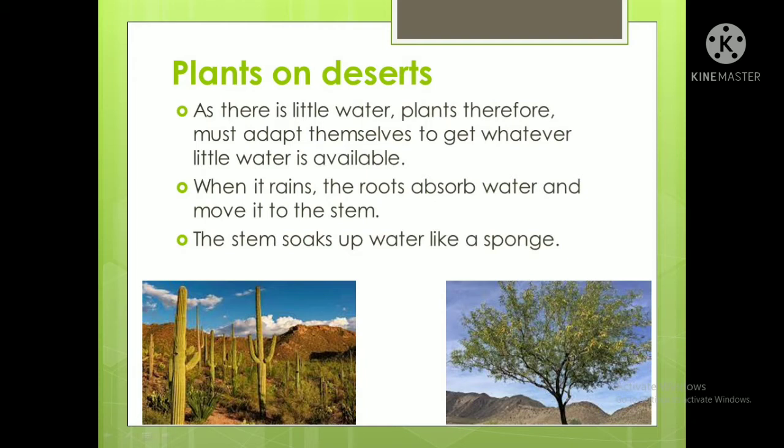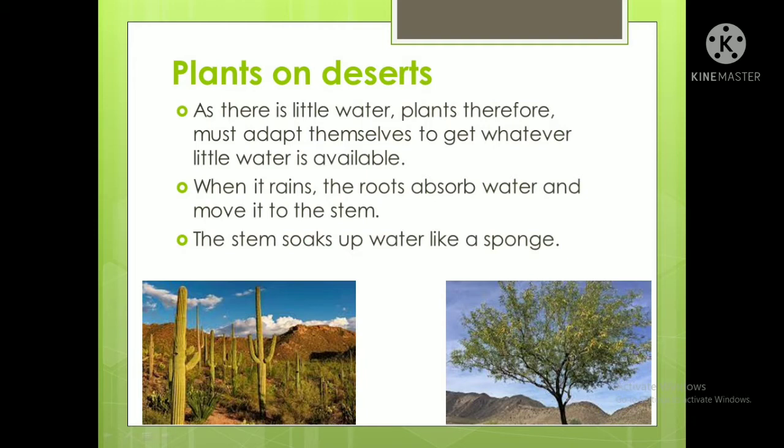Okay, mainly there is the cactus plant, you all know, isn't it? Cactus is full of thorns, it has a very fleshy stem. Why fleshy? Because it will store the rainwater. It will absorb the water from the roots and move it to the stem of the cactus.